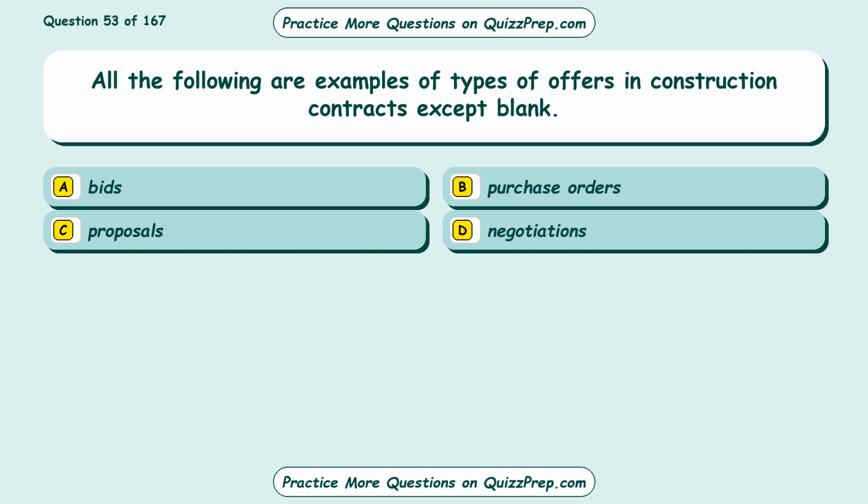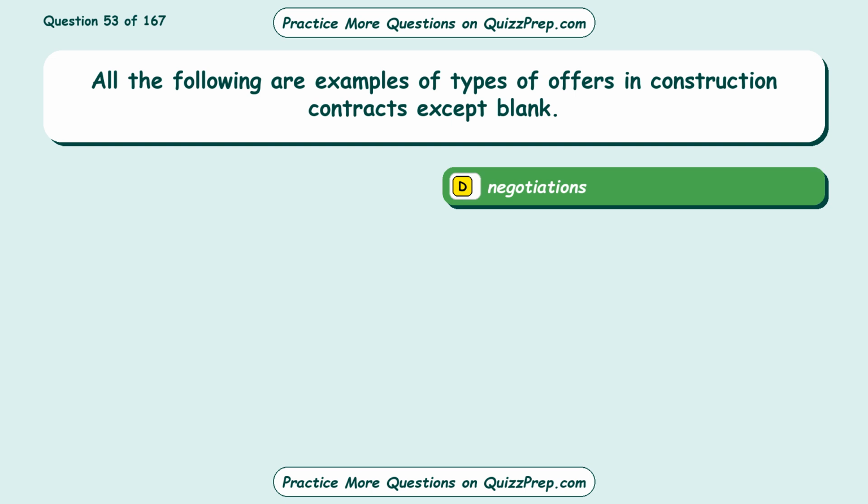Option A, bids. Option B, purchase orders. Option C, proposals. Option D, negotiations. The correct answer is option D, negotiations.